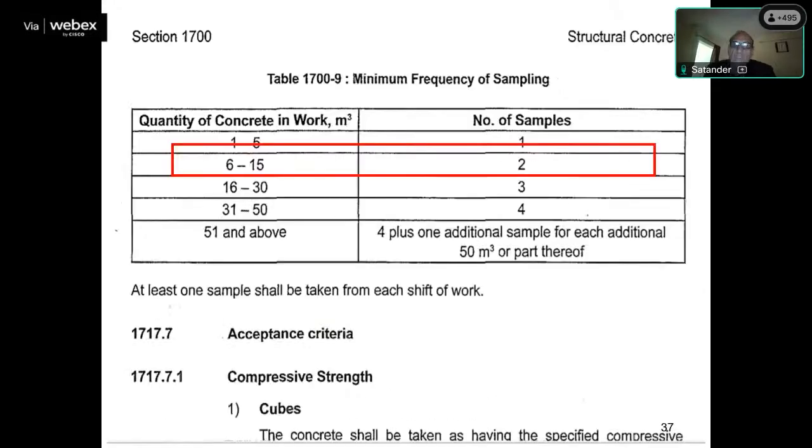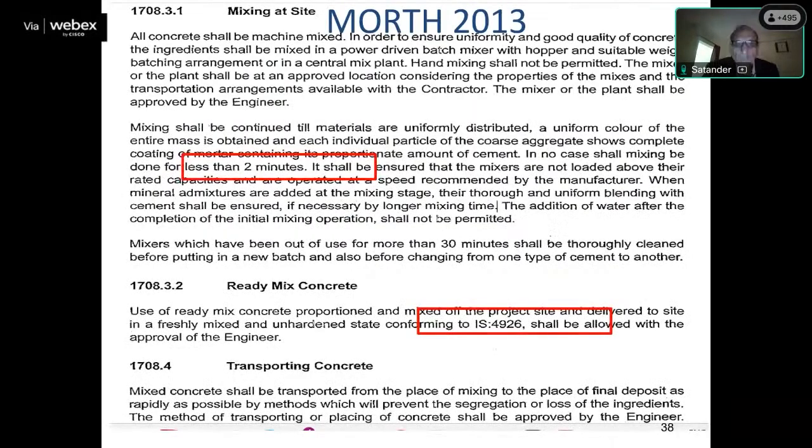How much sample do you have to take? This is the most important thing for quality control. If up to 15 cubic meter, you have to take 2 samples, meaning 6 specimens. 6 cubes in the case of structure. Normally we don't take a beam, we take only a cube, 150 mm by 150 mm. Correct?